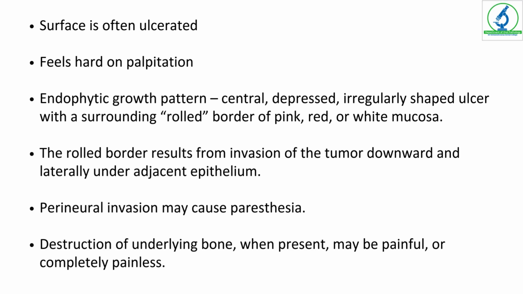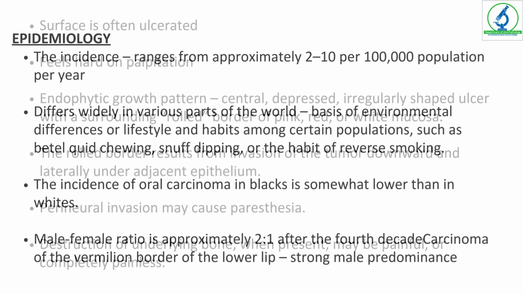Endophytic growth pattern: a central, depressed, irregularly shaped ulcer with a surrounding rolled border of pink, red, or white mucosa. The rolled border results from invasion of the tumor downward and laterally under adjacent epithelium. Perineural invasion may cause paresthesia. Destruction of underlying bone, when present, may be painful or completely painless.